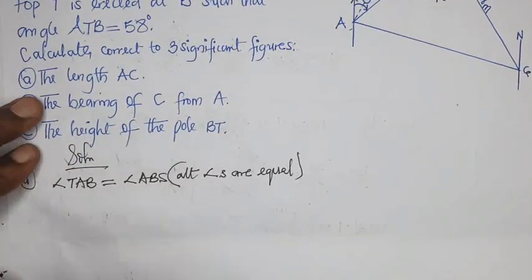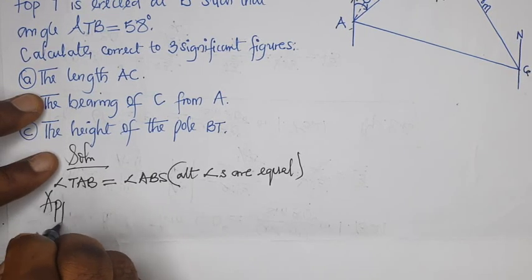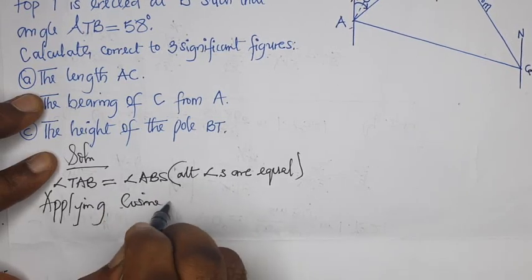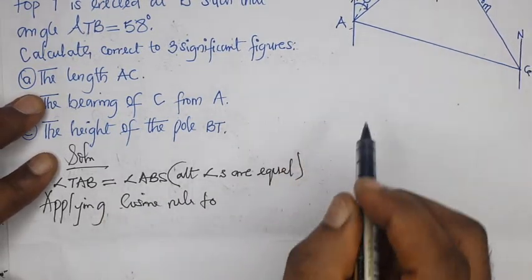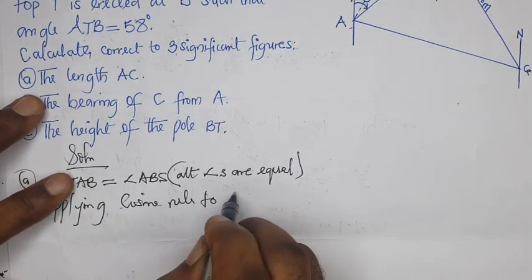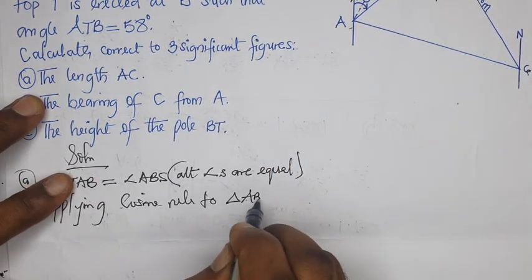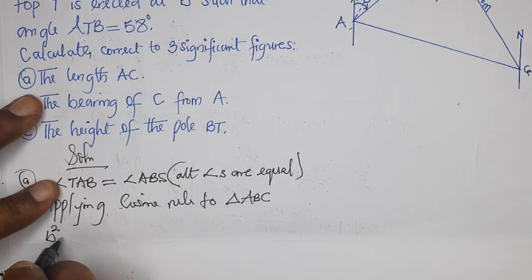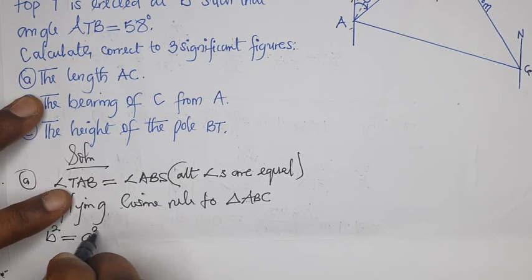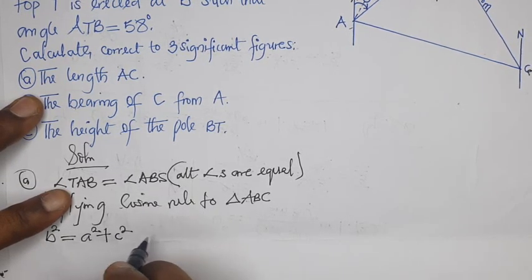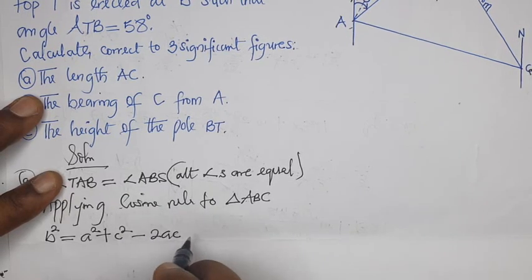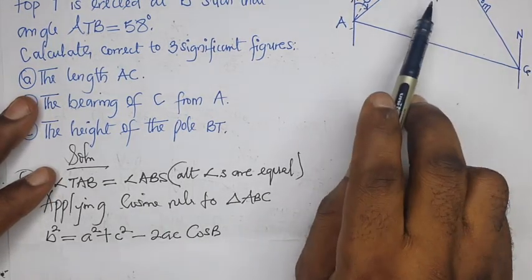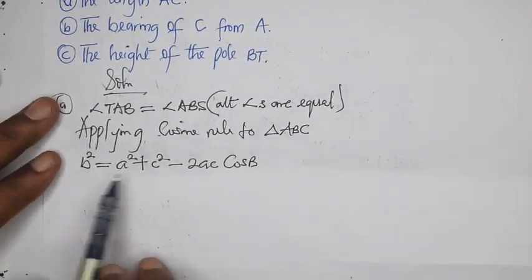Therefore, applying the cosine rule to the triangle ABC, what we know is that b squared is equal to a squared plus c squared minus 2ac cosine B. This is the cosine rule that will help us since we already have the angle at B. And so to do that, let's work it out.